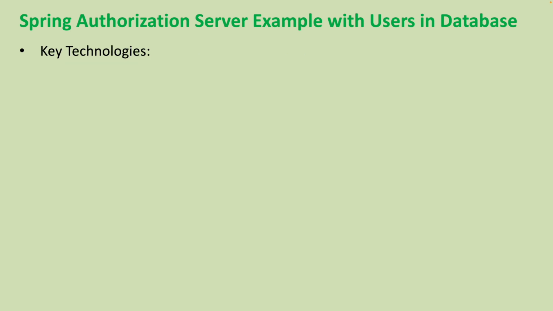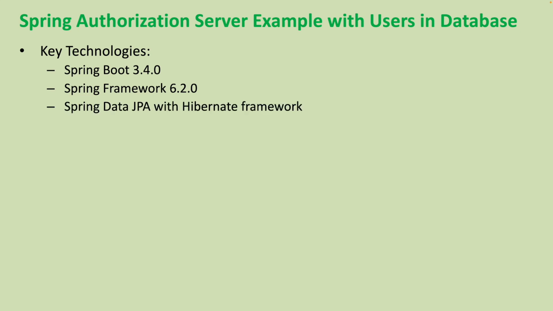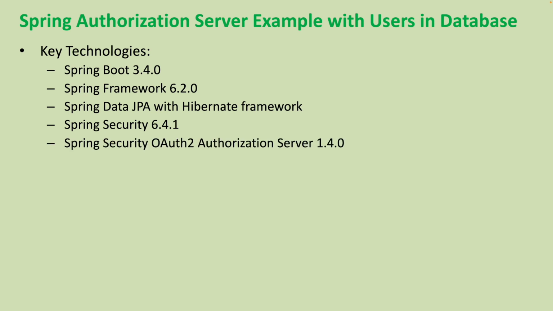Throughout this video, I will show you how to code, run, and test a simple Spring Authorization Server with users in database in a Java project using the following key technologies: Spring Boot version 3.4.0, Spring Framework version 6.2.0, Spring Data JPA with Hibernate Framework for the data access layer, Spring Security 6.4.1, and Spring Security OAuth 2 Authorization Server 1.4.0.